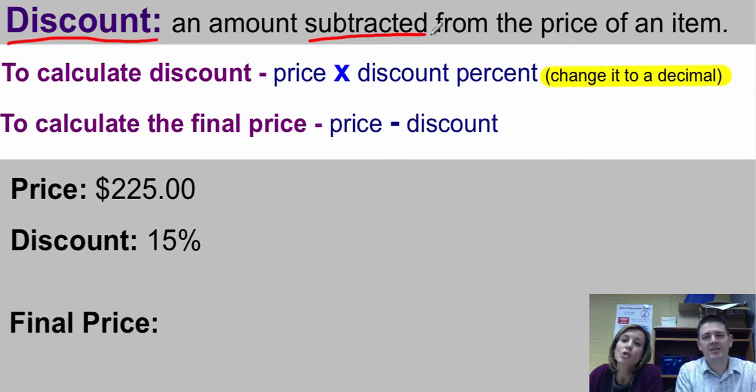Discount is an amount subtracted from the price of an item. We've been doing a couple of these problems with our percent proportion, but we're going to find out a different way. To calculate the discount, we're going to find the original price times the percent. Again, change it into a decimal. But this time, since it's subtracted from the price, we're going to take the price minus our discount.